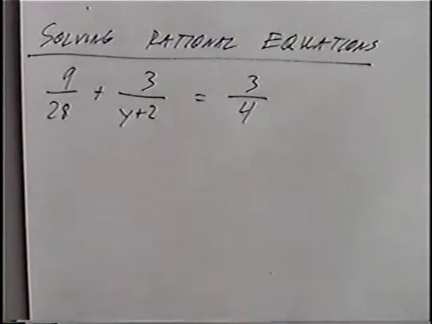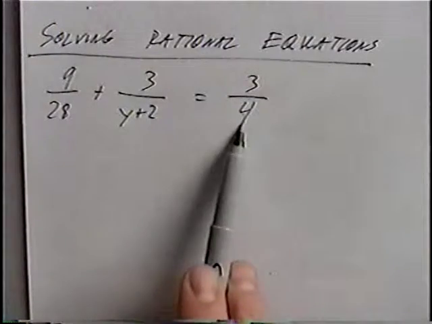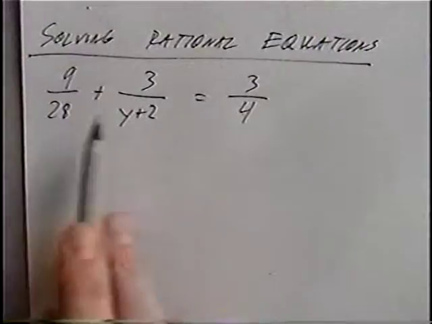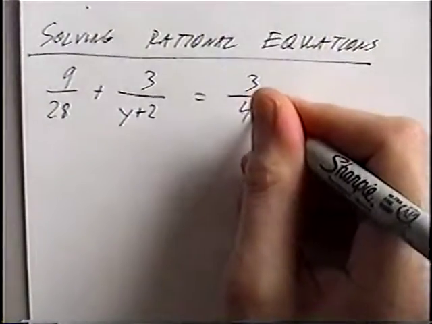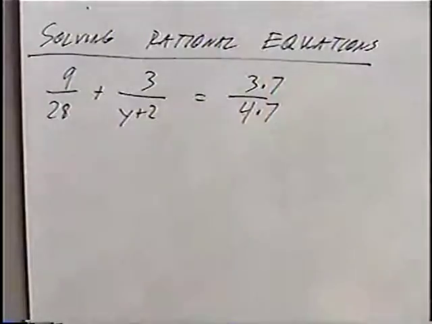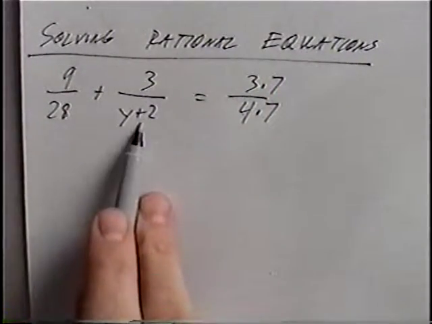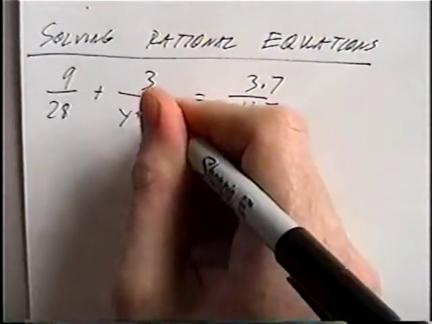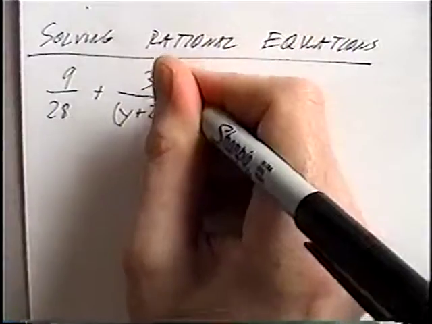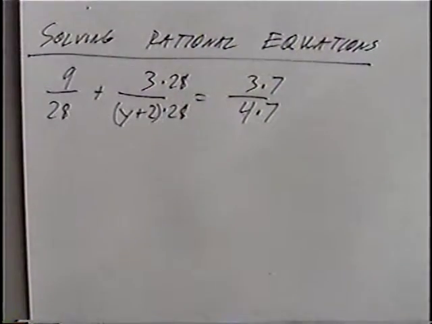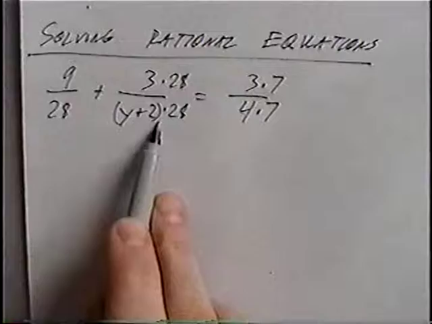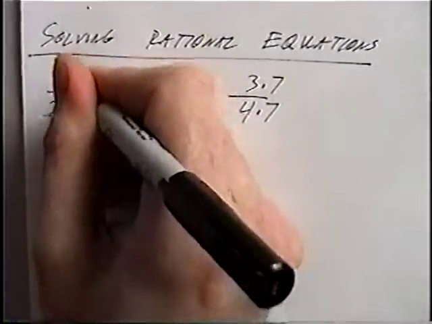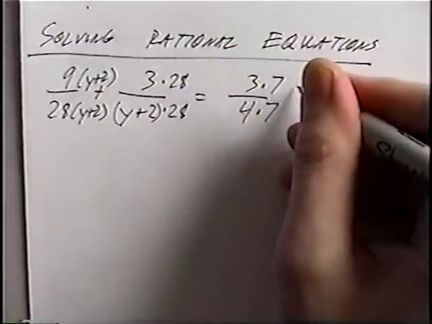To solve this rational equation, we need all the denominators to be the same. For example, if this one's 28, we can change this one to 28 by multiplying by 7. This middle fraction also has to have 28, as just a coefficient number. So we'll have to multiply that one by 28. Also, this fraction has a factor of y plus 2, which means each fraction has to have a factor of y plus 2.